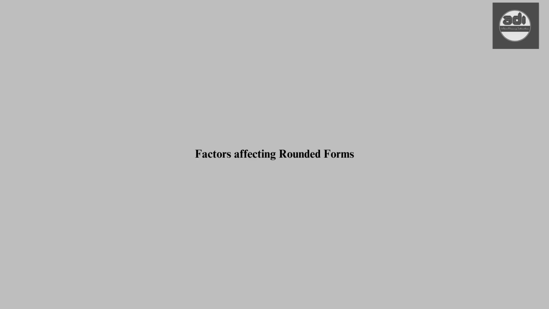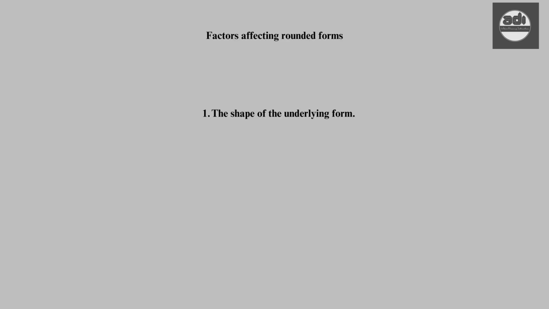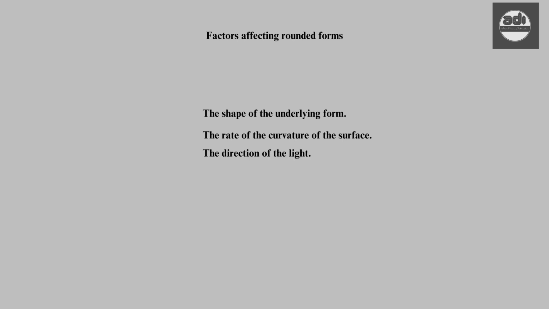The factors that affect the transition on rounded forms are the shape of the underlying form, the rate of the curvature of the surface, and the direction of the light.